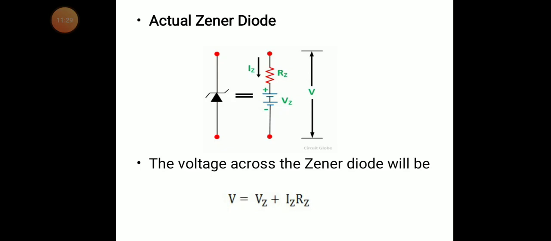So the voltage across the Zener diode will be the supply voltage, that is Vz plus Iz Rz. So Iz Rz may be lost from the Zener diode because of its internal resistance. The actual Zener diode is replaced with the voltage source with some sort of voltage drop, that is Iz Rz. That equation is also indicated: V equals Vz plus Iz Rz. The total voltage represents the amount of supply voltage applied to the Zener diode.